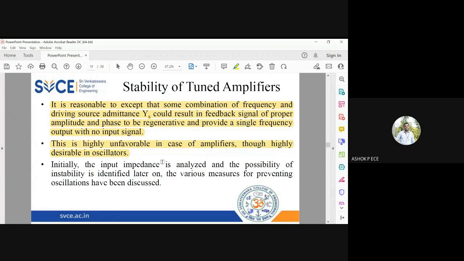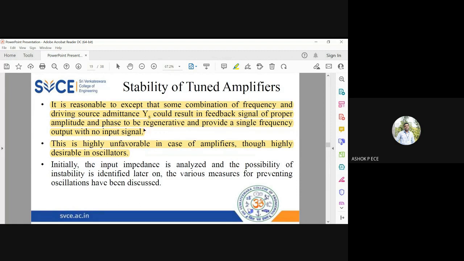So if the feedback signal which is going to add with the input is in phase, then the circuit will start oscillating. We said it is positive feedback, right? But if it is going to be out of phase, then it is going to be negative feedback. So the amplifier is going to be stable. So what type of signal is getting added at what point of time will determine the stability of your circuit. And they are saying it will not happen always. There is some frequency combination and the combination of YS which will tend the circuit to be regenerative. Regenerative means it is going to provide a positive feedback.